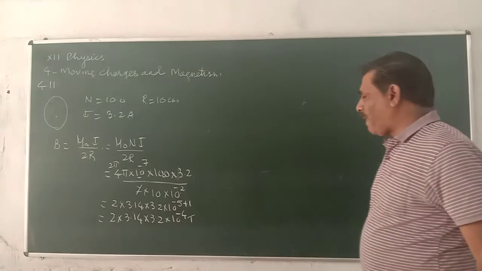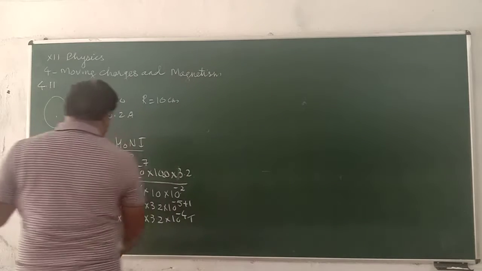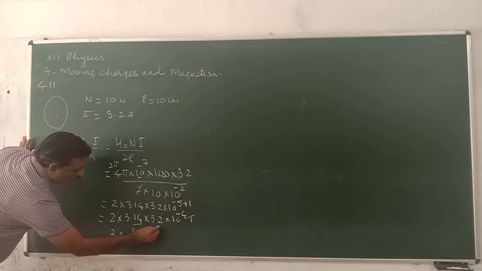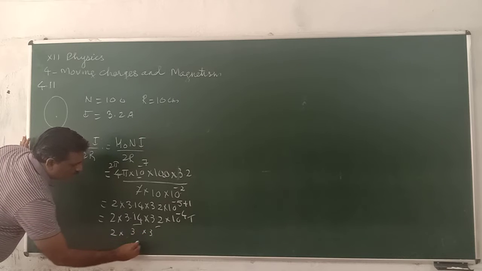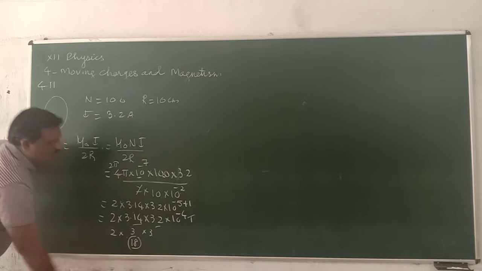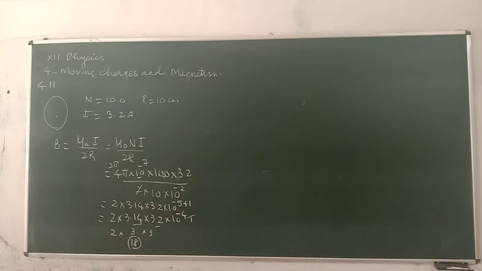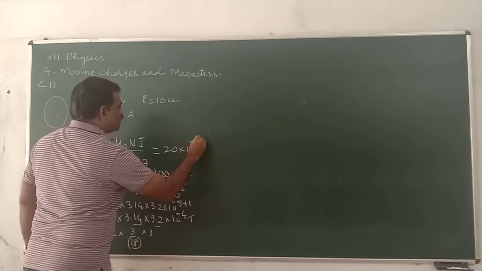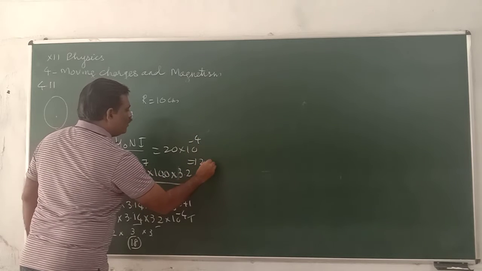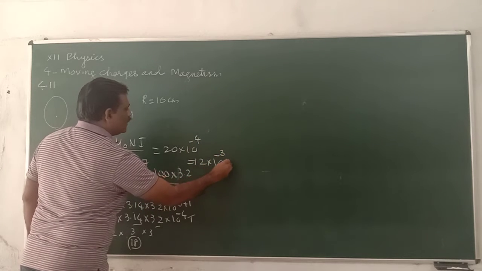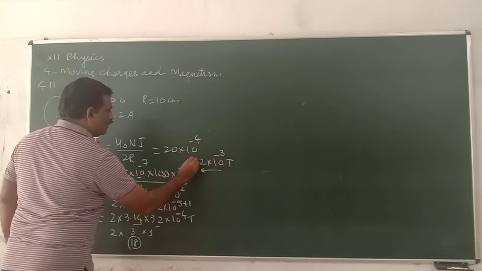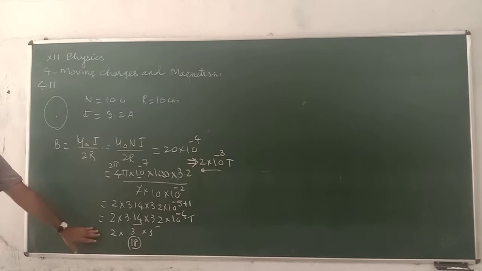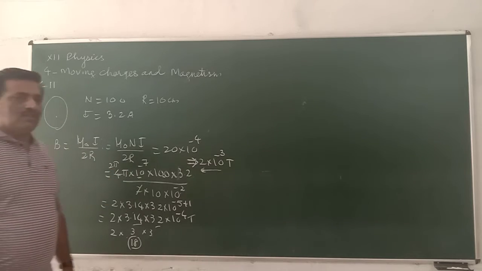Let's see this one. This is an approximation I am taking. I take it as 3, 2 and this is 3. 6 into 3 will become 18, which is close to 20. So 20 into 10 raised to power minus 4, that means 2 into 10 raised to power minus 3 Tesla. That's it. If you do it by log or by any algebraic method, you will get this answer.